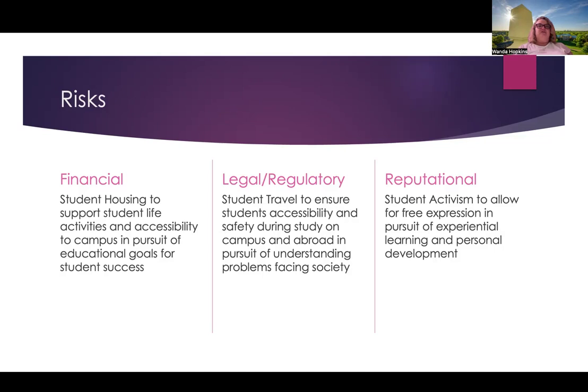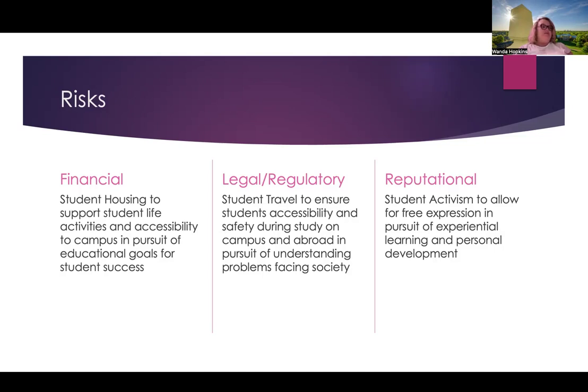So, for financial, student housing to support student life activities and accessibility to campus in the pursuit of educational goals for student success. That was the identified risk, and the description of that is while maintaining facility, housing standards, and accessibility for all students, the changes in frequency and complexity of structural work, along with the cost and availability of building materials, could alter the budget unexpectedly and deplete funds rapidly.